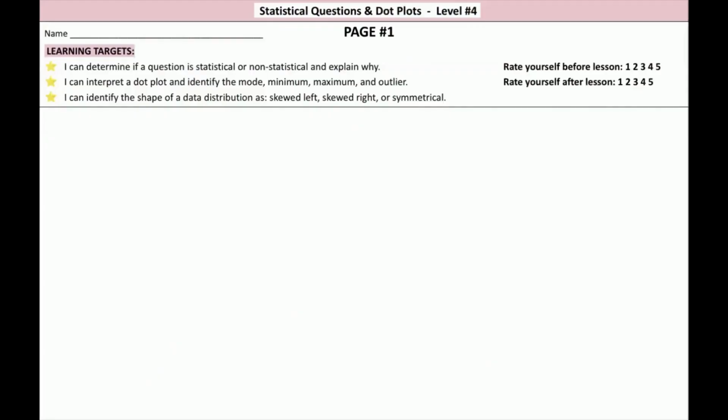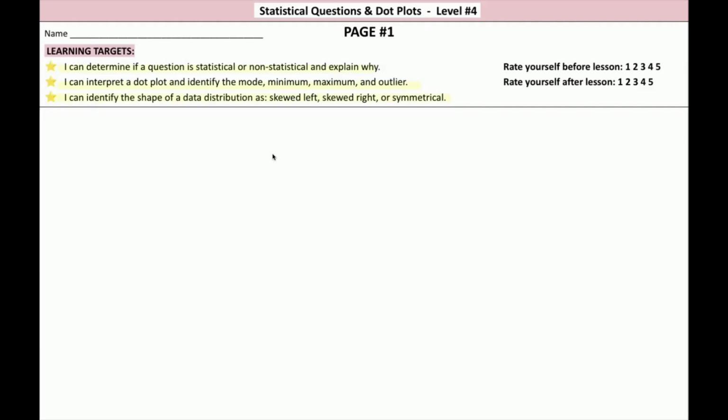Let's get started. Our learning targets today are: I can determine if a question is statistical or non-statistical and explain why. I can interpret a dot plot and identify the mode, minimum, maximum, and outlier. And I can identify the shape of a data distribution as skewed left, skewed right, or symmetrical.